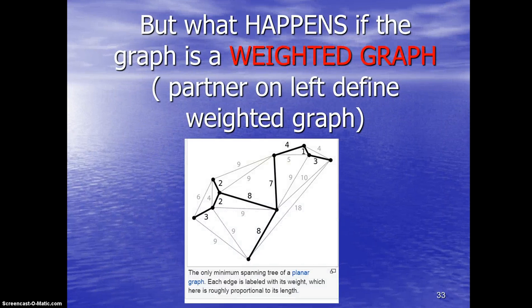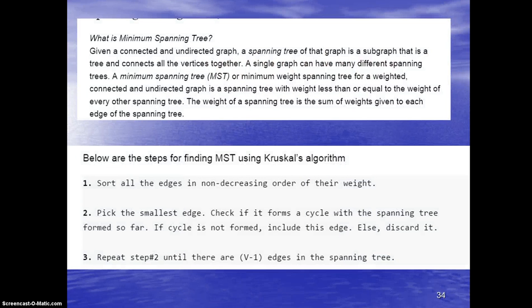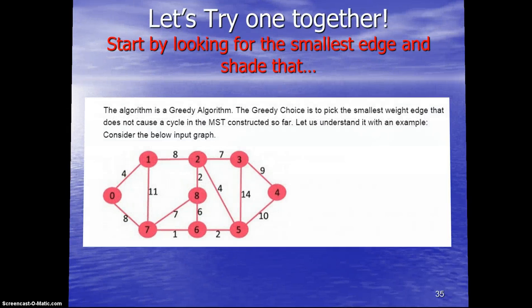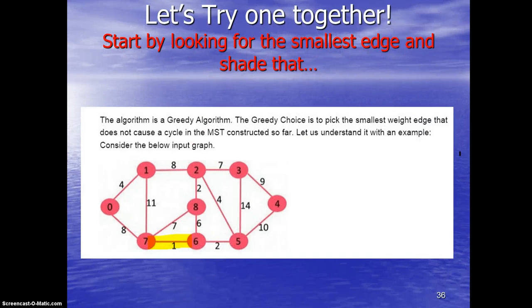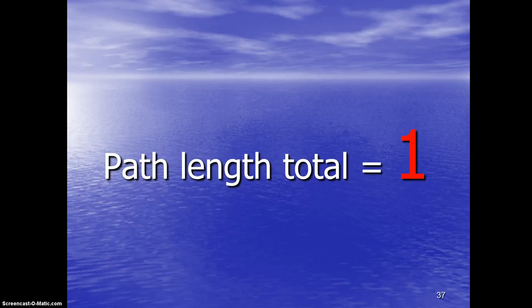All right, but what happens if our graph isn't just a graph, but it has numbers on it, or it's a weighted graph? Well, there's a different algorithm, and its name is Kruskal. So we're going to try one here. It's a greedy algorithm because the greedy choice is to pick the smallest weight edge that does not cause a cycle. So don't look at the numbers in the dots, just look at the numbers on the edges. Which one is the shortest edge? Hopefully you said 1. And keep track of your numbers.